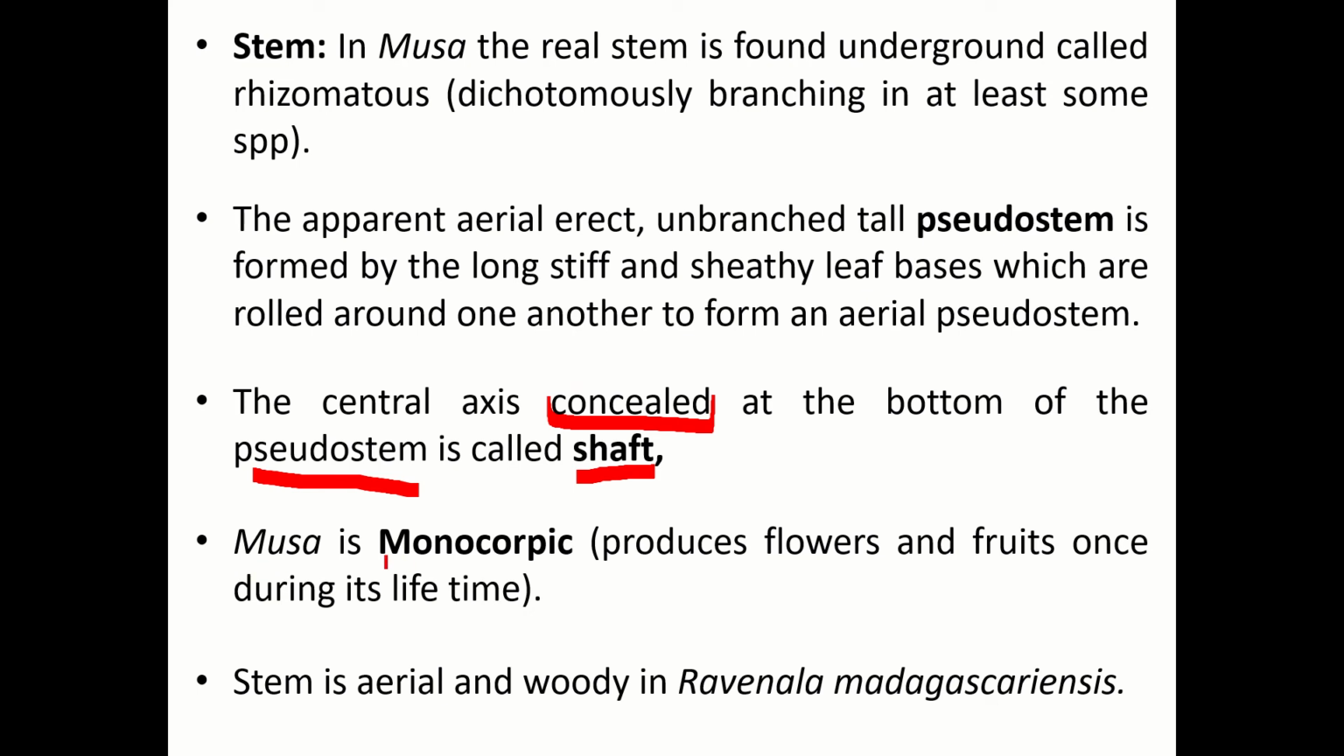Musa is monocarpic. That means what? It produces flowers and fruits only once during its lifetime. Stem is aerial and woody stem is again found in Ravenala. As we had said, this is an example of a tree in the Musaceae family.